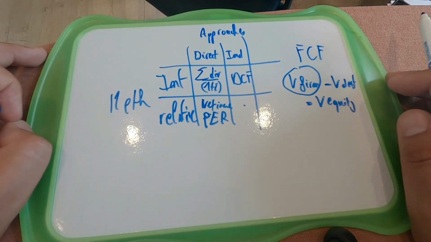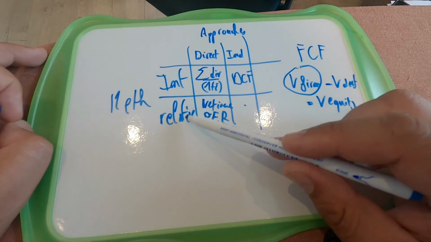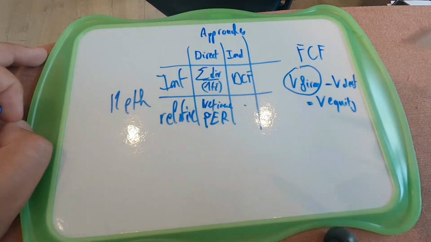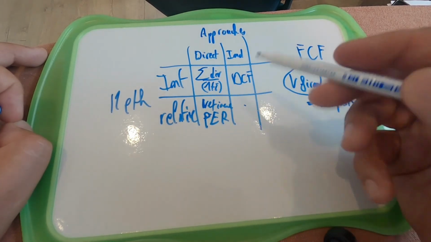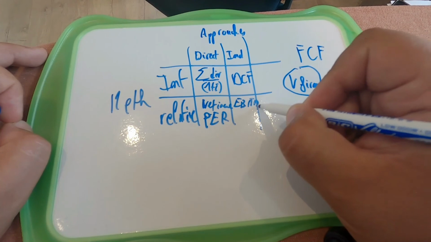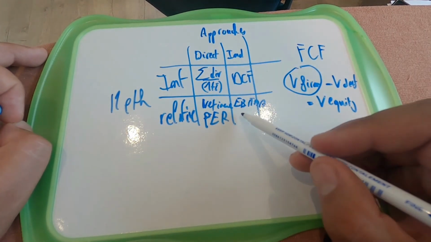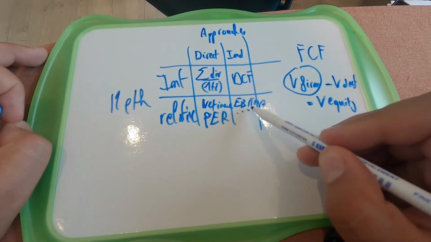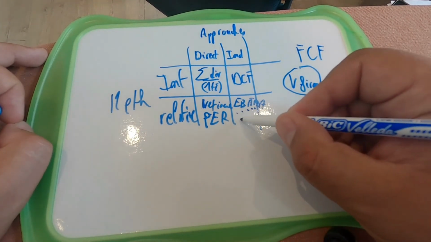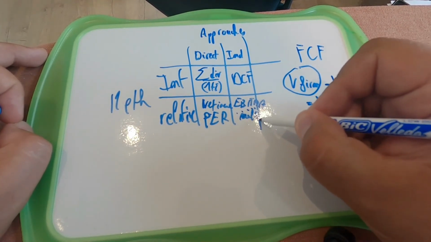Now, if it's a relative method but indirect, we still use multiples because we're comparing, but we're comparing not with net income, but with EBITDA in general, or EBIT, or anything that goes to the firm. And let me remind you, EBITDA is earnings before interest, tax, depreciation, and amortization. So we will use a multiple of EBITDA as a method.